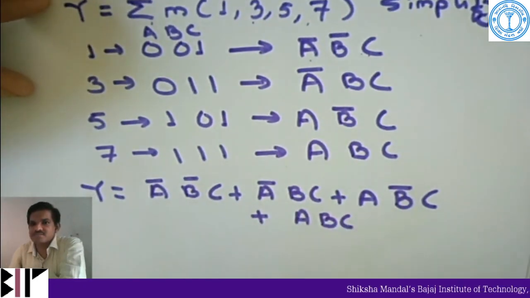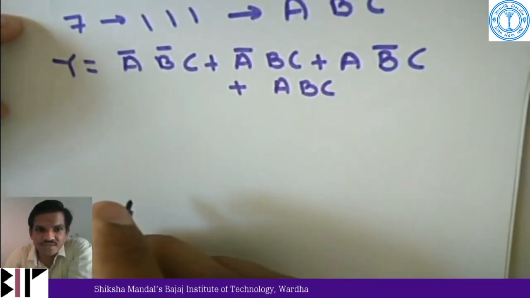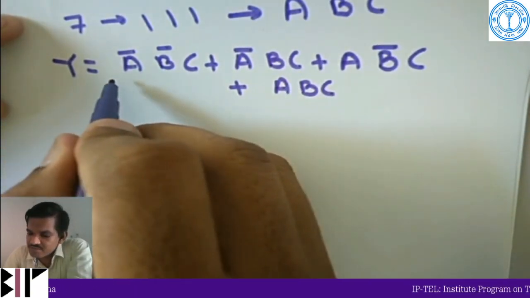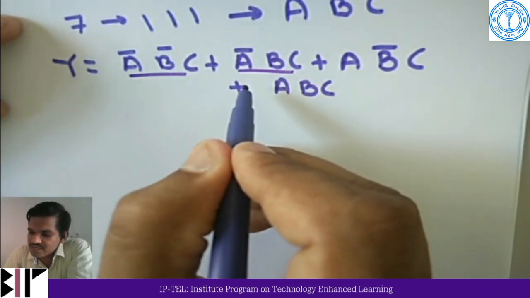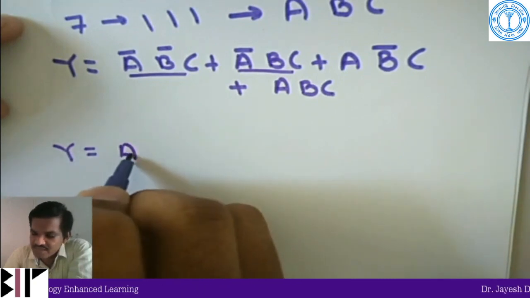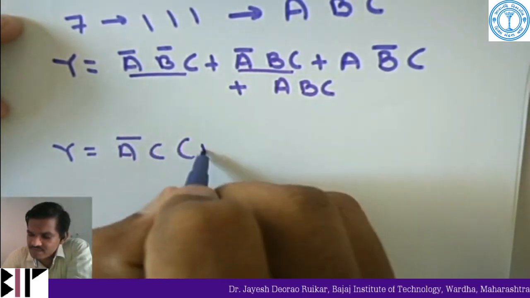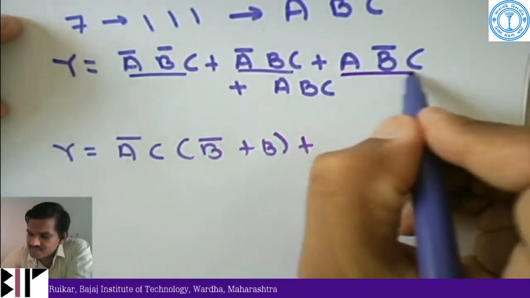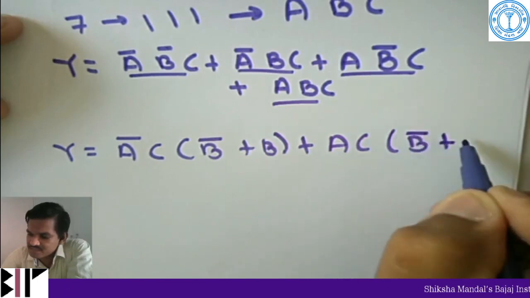Is it fine? Okay. So we got this Y equation. Now we have to search for the common term in all. So from these two, what is the common? The common is A bar C. We can take it common. So the expression can be rewritten as A bar C when we took common from these two terms. So what is left? Left is B bar plus B, plus in these two terms we can take A C as common. Then what is left? B bar plus B is left.